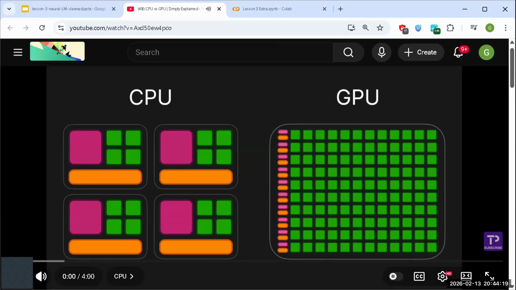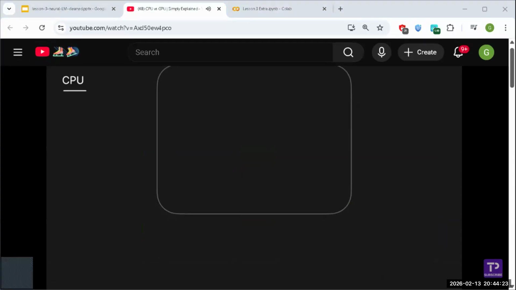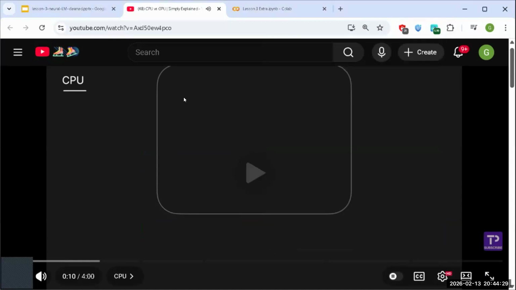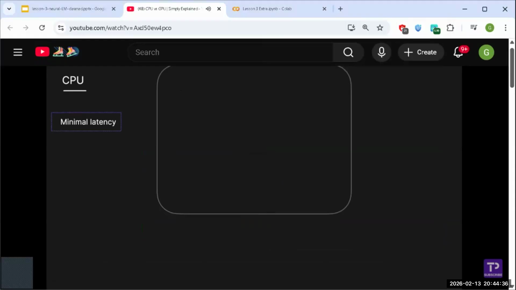In this video, we're going to compare the differences between CPUs and GPUs. Let's jump in. A CPU, Central Processing Unit, is the primary component of a computer that handles all types of computation tasks required for the operating system and applications to run, and it tries to do so with minimal latency, and it's often referred to as the brains of the computer.